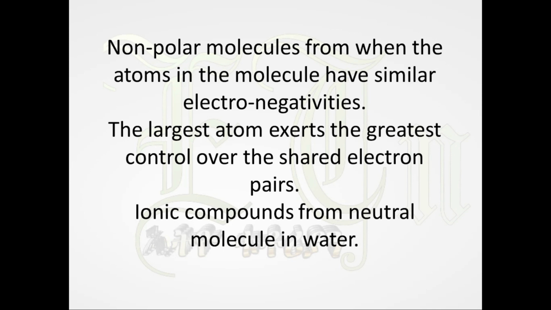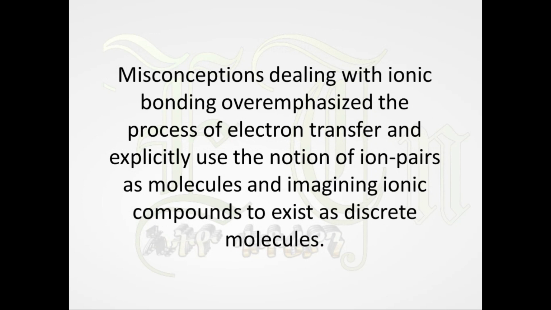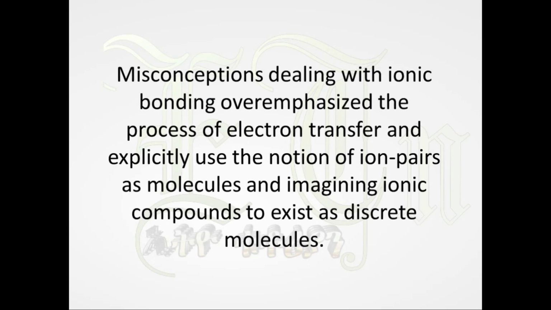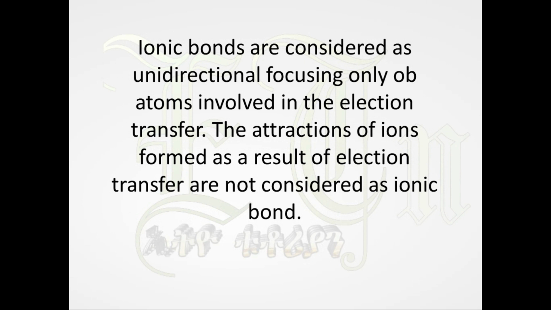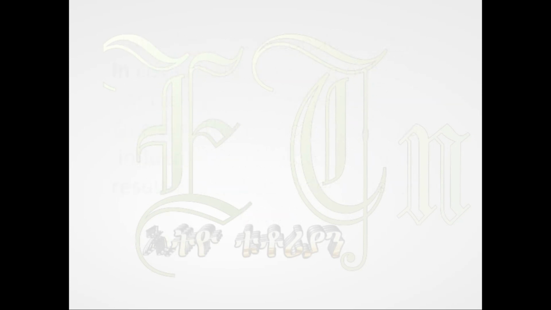Ionic compounds form neutral molecules in water. Misconceptions dealing with ionic bonding overemphasize the process of electron transfer and explicitly use the notion of ion pairs as molecules, imagining ionic compounds to exist as discrete molecules. Ionic bonds are considered as unidirectional, focusing only on atoms involved in the electron transfer. The attractions of ions formed as a result of electron transfer are not considered as ionic bonds.